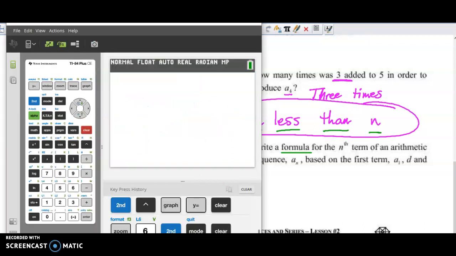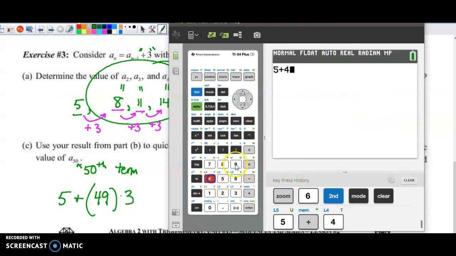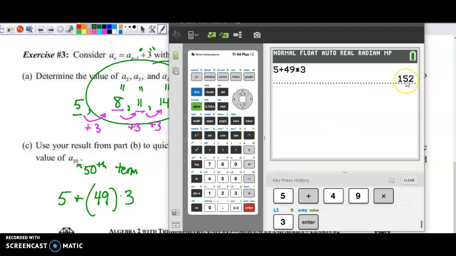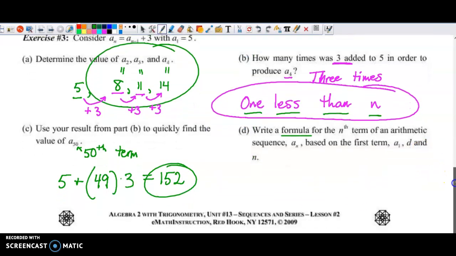And then multiply by 3. And you are welcome to use a calculator. I think you could do this in your head. You could just do 50 times 3, remove a 3, and add 5 to it. Or use a calculator. So I hope you notice the pattern.